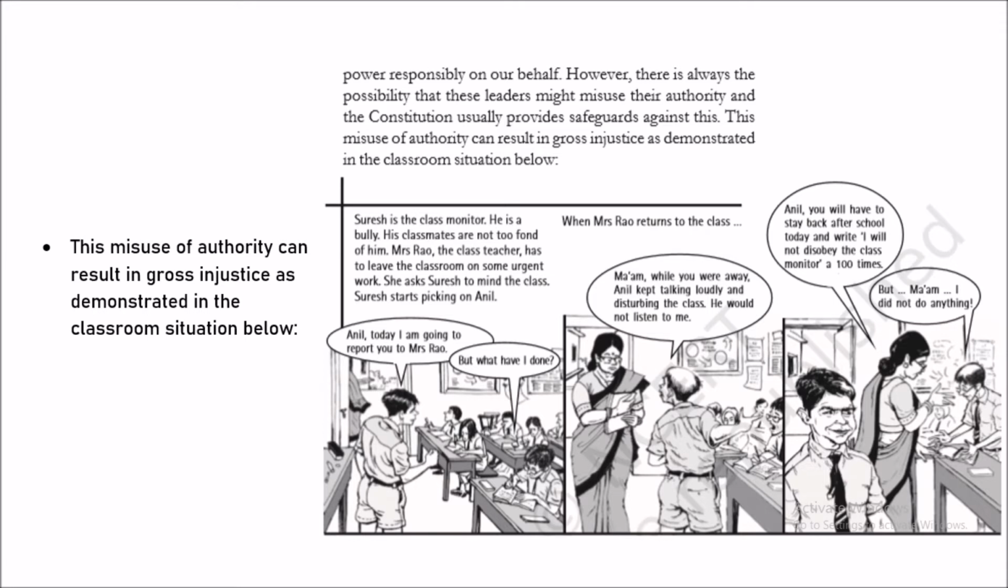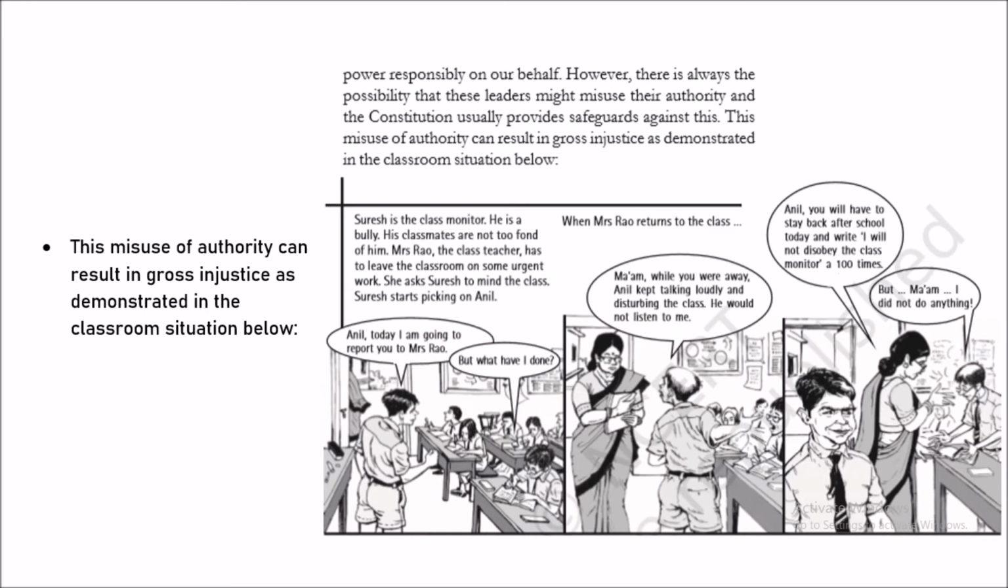When Mrs. Rao returns to the class, Suresh says, "Ma'am, while you were away, Anil kept talking loudly and disturbing the class. He would not listen to me." Mrs. Rao says, "Anil, you will have to stay back after school today and write, 'I will not disobey the class monitor' 100 times." Anil says, "But ma'am, I did not do anything." So this is how authority can be misused by the person who is in power against the weak. This is a classic example which generally happens in every class.